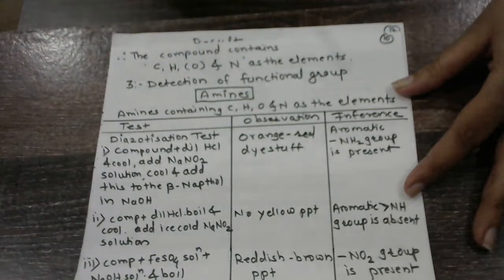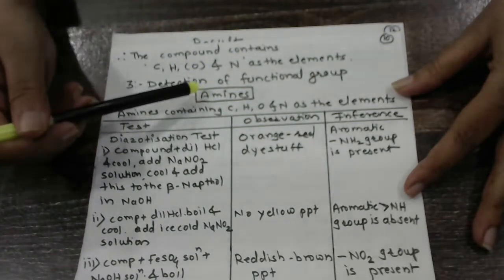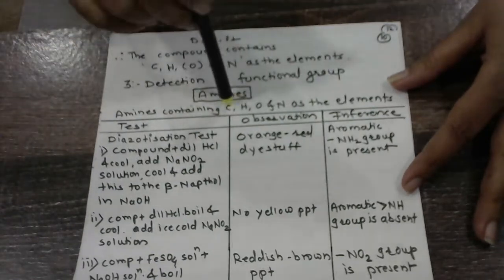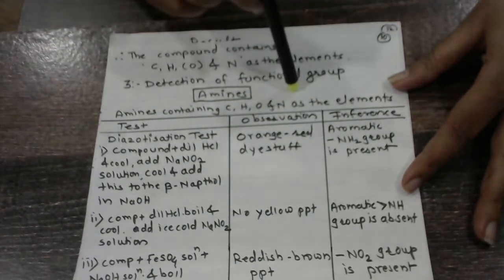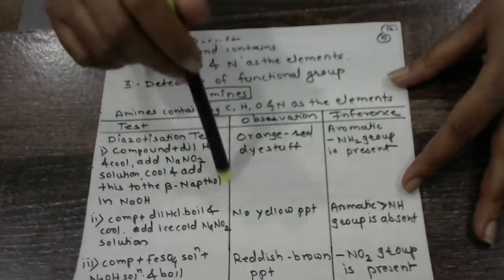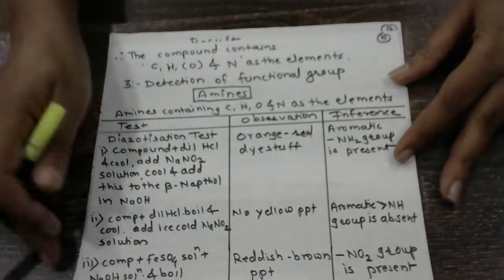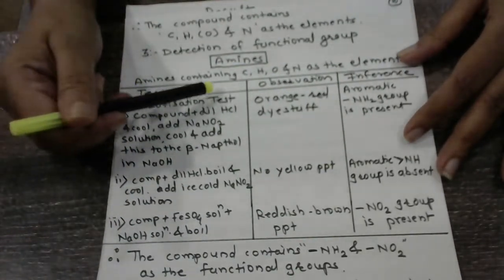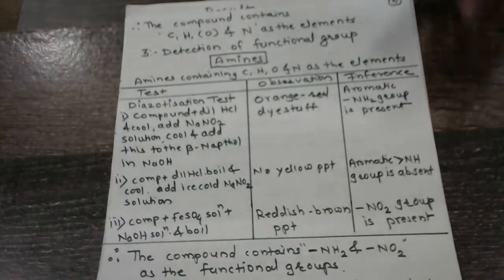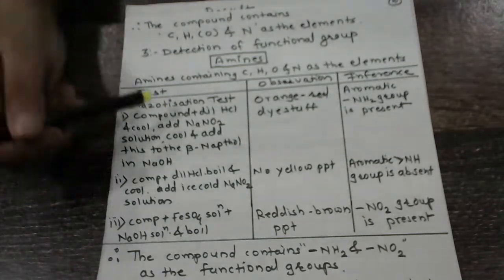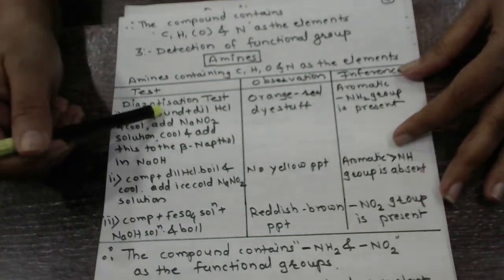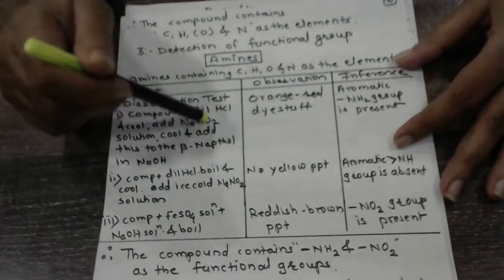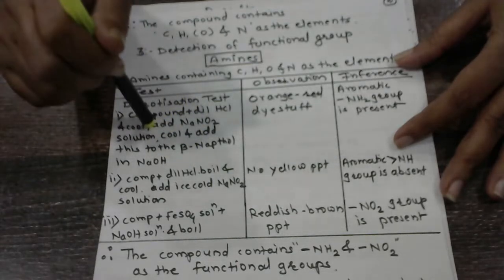Next step is detection of functional group, as the type is amine. Go directly to detection of functional group for amine. Now here amines contain carbon, hydrogen, oxygen and nitrogen as the elements. For that go through this test. We first take the test on diazonium salt formation, that is the diazotization test, where we take compound plus added dilute HCl, cool, then add NaNO2 solution, again cool and add this solution to beta naphthol in NaOH. Carry out this reaction at 0 to 5 degrees Celsius.